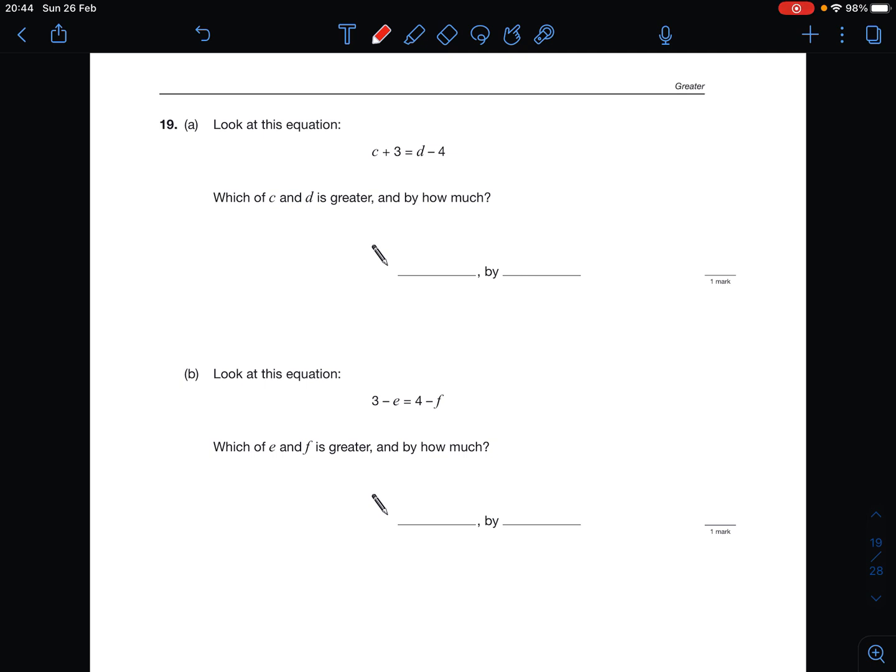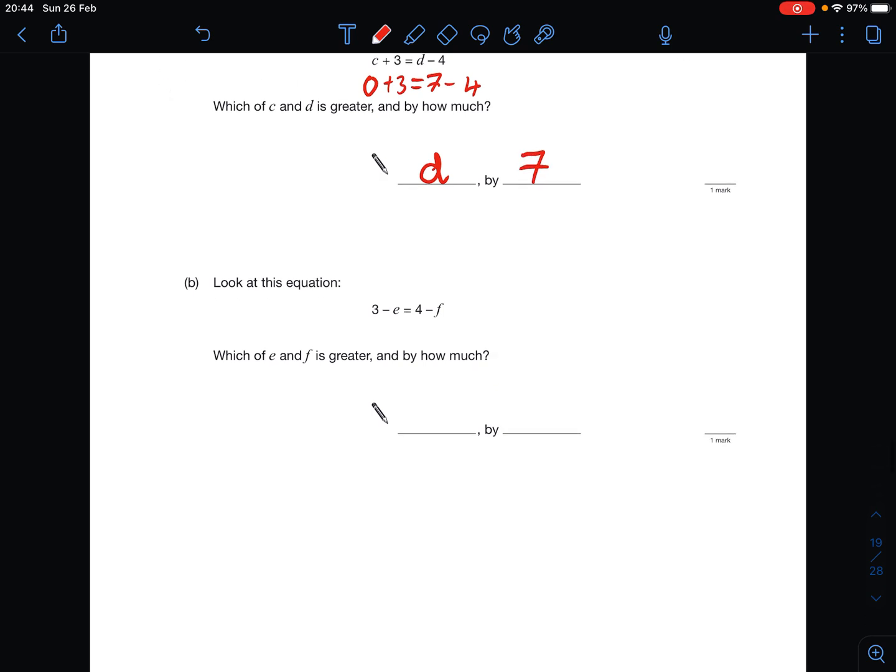Alright, quite a nice question, this one. The way I would recommend it is just choosing a number and seeing what happens. The easiest number I can think of is just let C be 0. So 0 plus 3 is equal to something take away 4, well 7 take away 4. So how much bigger was this? Well, D was the bigger number, first of all, because 7's bigger than 0. How much bigger? It's bigger by 7.